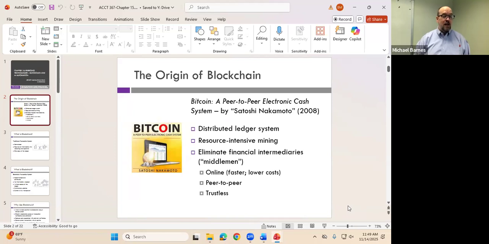When I say something like why online is good, why peer-to-peer is good, why trustless is good. When we see the word trustless, we think, oh, there's no trust. That's a bad thing. That's completely and totally not correct. Trustless is a good thing because that means we don't have to trust a third party in our transactions. At least that was the intuition behind early blockchain systems.